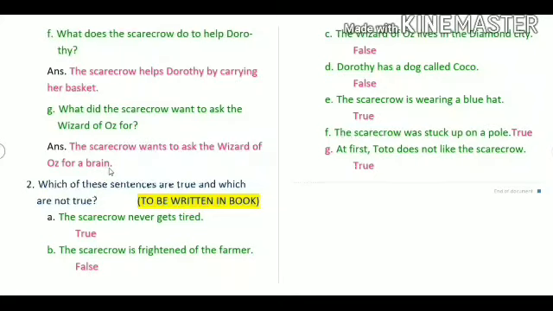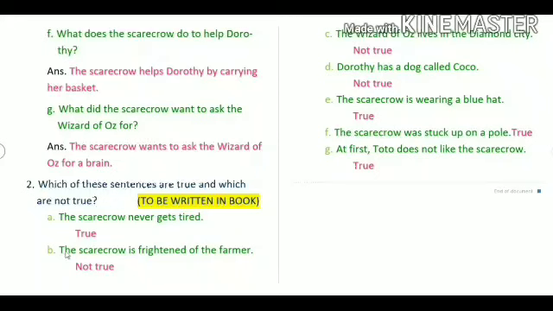Okay, so next we will do true and false. Which of these sentences are true and which are not true? You have to read these sentences and find out if it's true. You have to write true, and if it's not true you have to write not true. You can do this in your book, no need to write in your exercise book. Now let's read the sentences. The Scarecrow never gets tired. Yes, the Scarecrow never gets tired because it is filled with straw, isn't it?